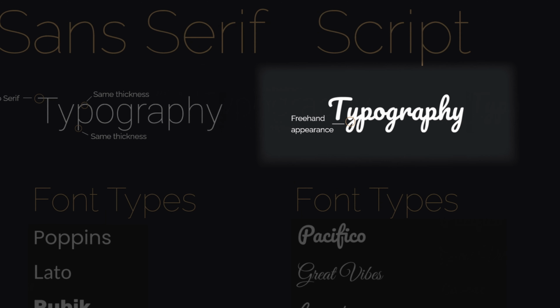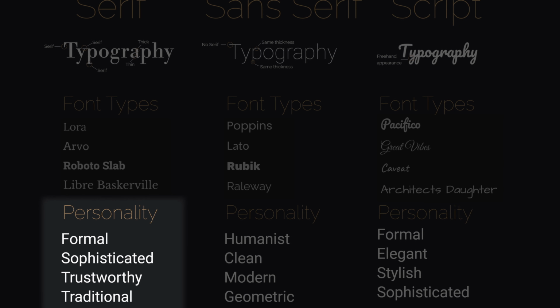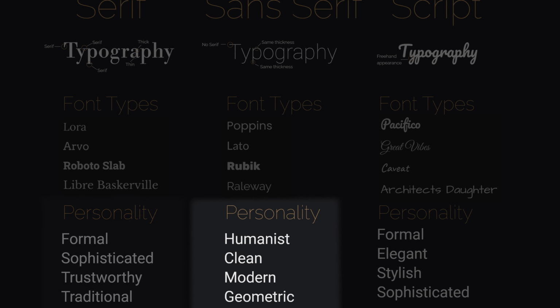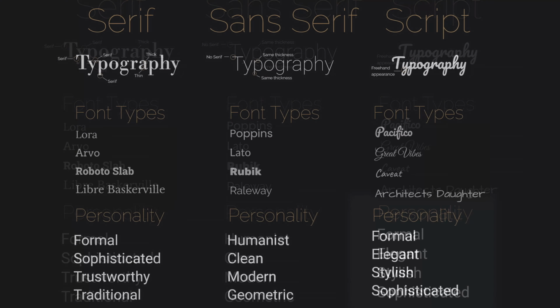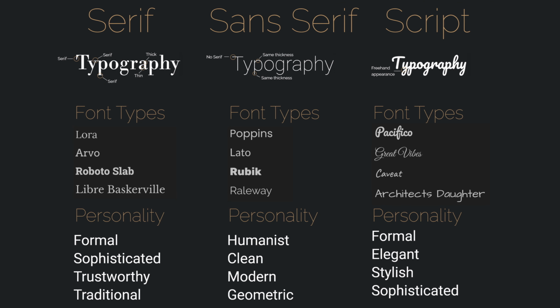Then we have a script, and as you can realize, it has the appearance of being handwritten. It is worth mentioning that they all have a different personality. For example, serif has a formal and sophisticated personality, but it's also trustworthy and traditional. Meanwhile, sans serif has a humanistic, clean, modern, and geometric personality. And a script has a formal, elegant, but stylish personality. It is sophisticated.